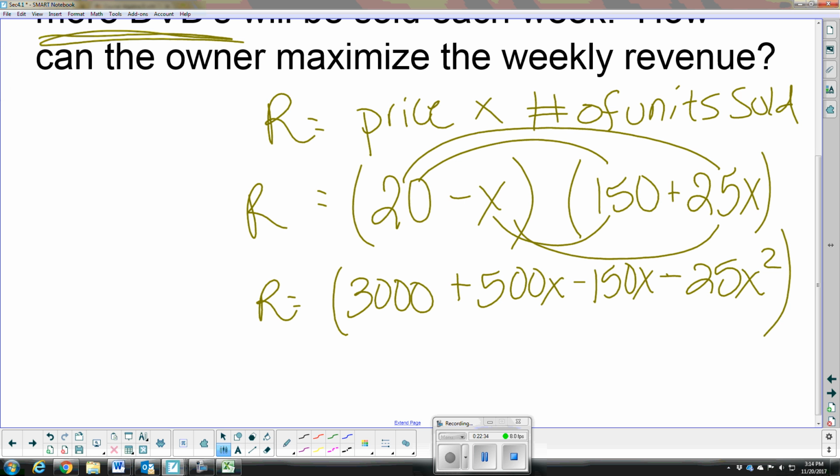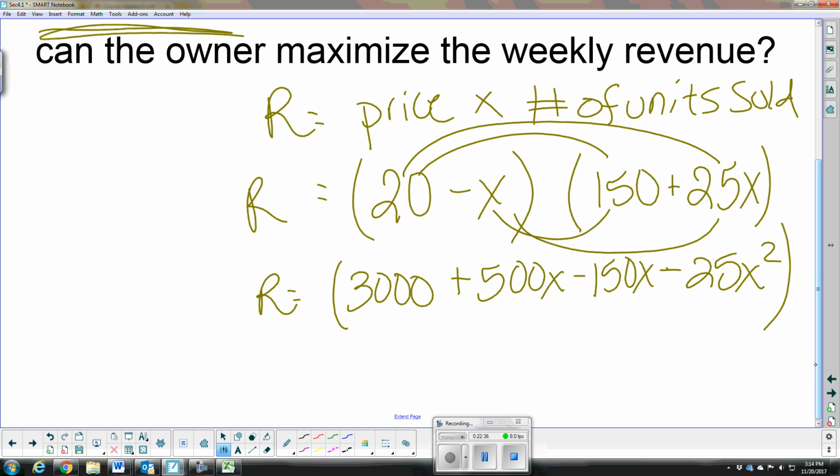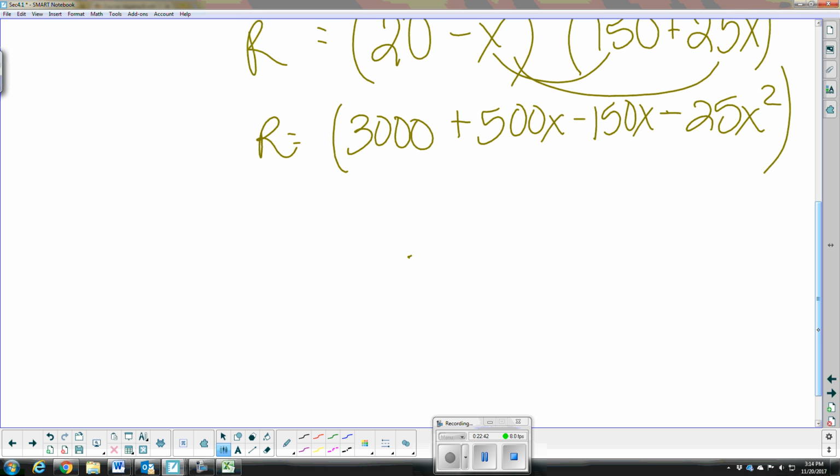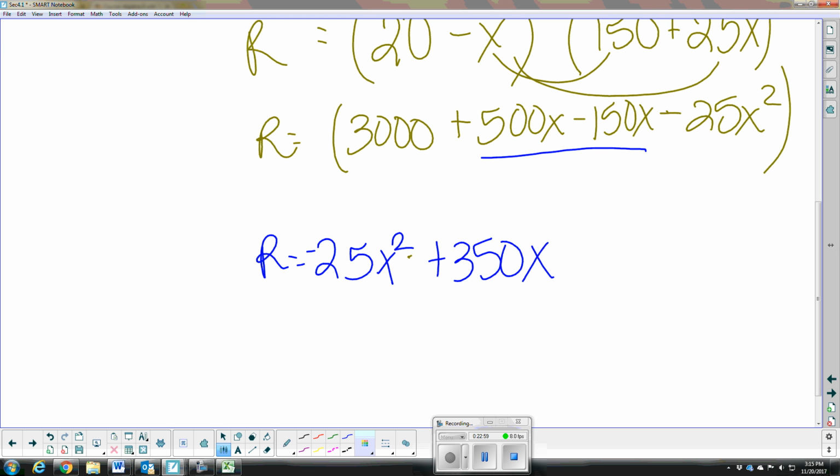Okay, so this is how we're going to model our revenue. Now I'm just going to rearrange this so that it's in a form we recognize, because usually we have our x squared first. So I'm just going to rewrite it in a recognizable form. Negative 25x squared, and I'm going to combine my like terms while I do that. Plus 350x plus 3,000.